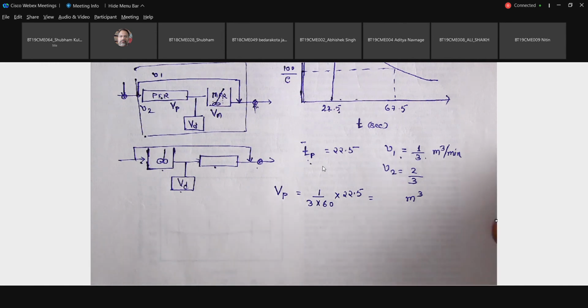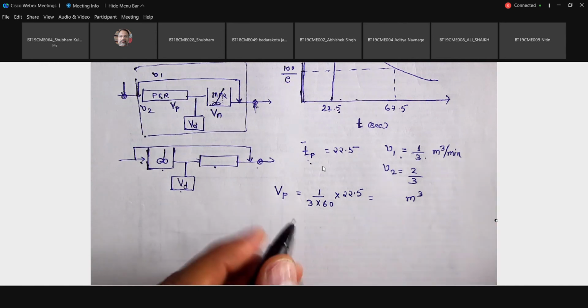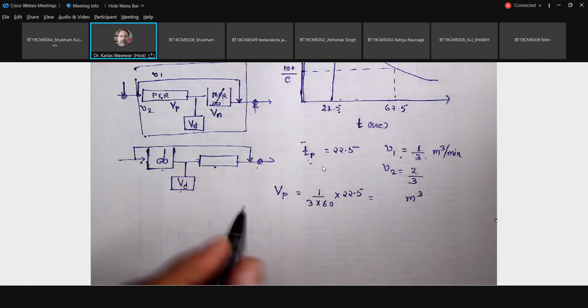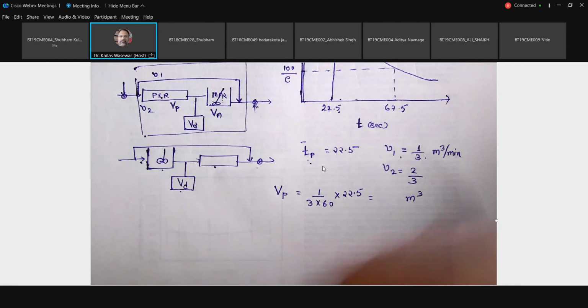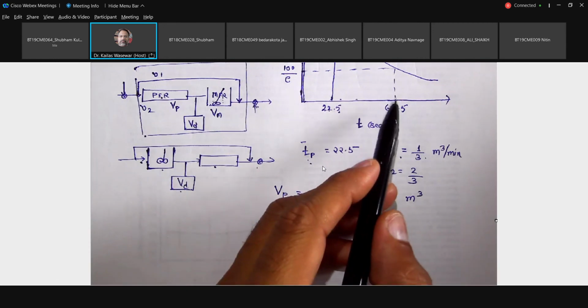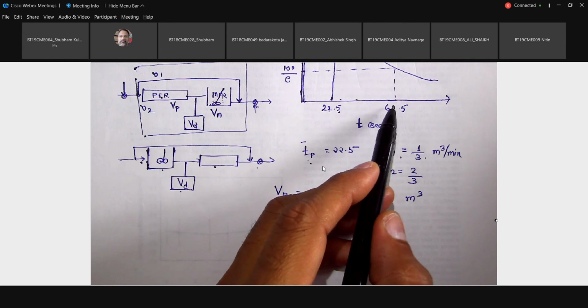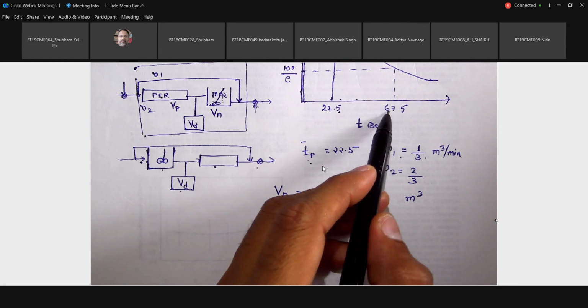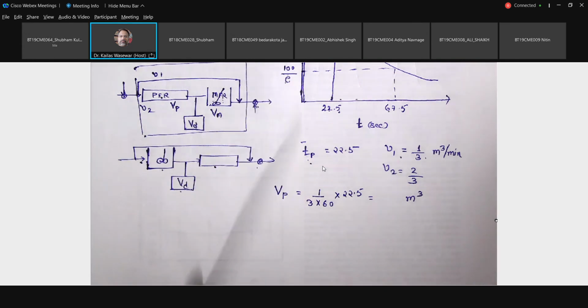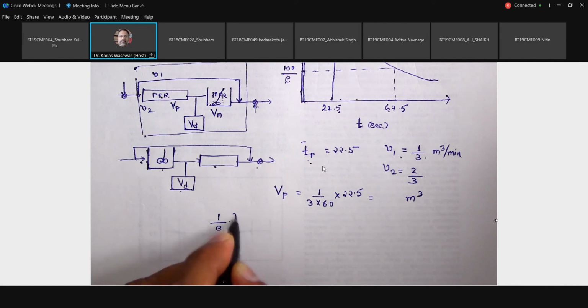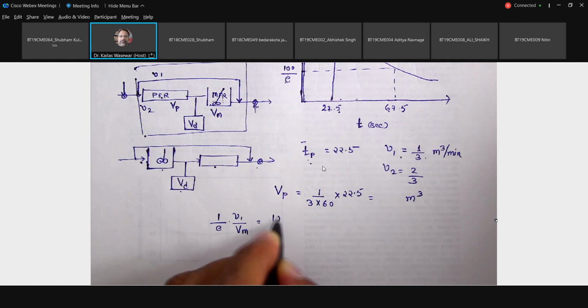Okay. So once you have the VP, will it be the same? VM 1 minus? No. Here it is, 67.5 and this is 100 upon E. So this value is what? 1 upon E V1 upon V1 VM, which is equal to 100 upon E.